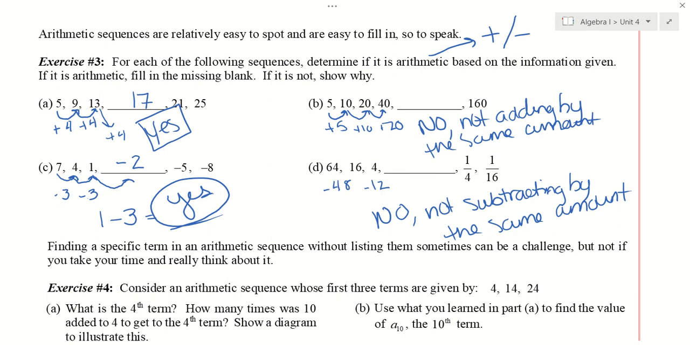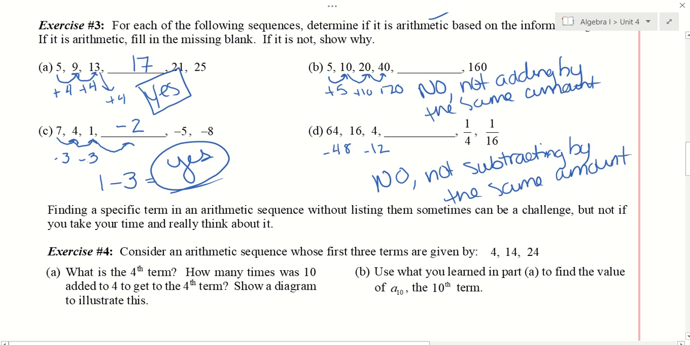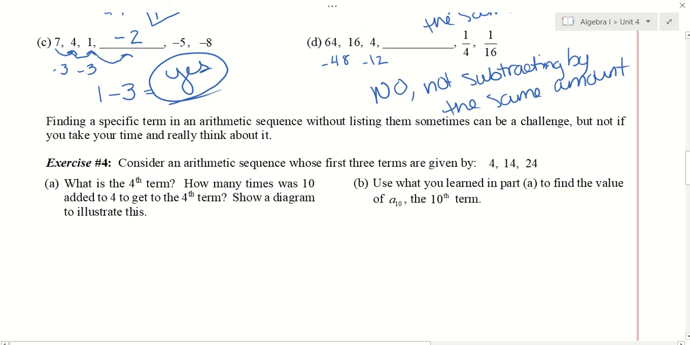So, last thing. Finding a term in a sequence without listing them sometimes can be a challenge, but not if you take your time and really think about it. So here's our first sequence. The first three terms are 4, 14, 24. Think about it. How are we getting from 4 to 14 to 24? I hope you thought about add 10. So we know that we're adding 10 to get from one term to the next.